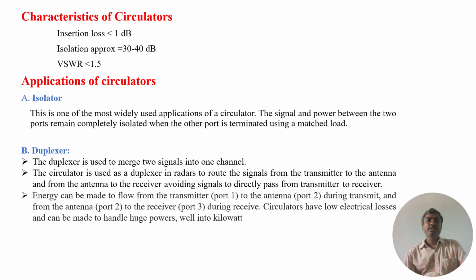The characteristics of circulators are insertion loss less than 1 dB, isolation in the reverse direction from 30 to 40 dB, and VSWR less than 1.5. Some of the applications of circulators are that a circulator can be used as an isolator, and circulators are also used in duplexer applications. The duplexer is used to merge two signals into one channel. The circulator is used in the duplexer in radar to route the signals from the transmitter to the antenna and from the antenna to the receiver, thereby avoiding the signal passing directly from the transmitter to the receiver.